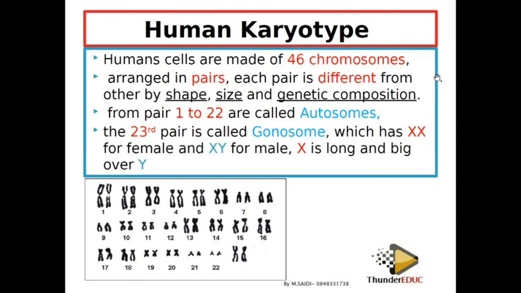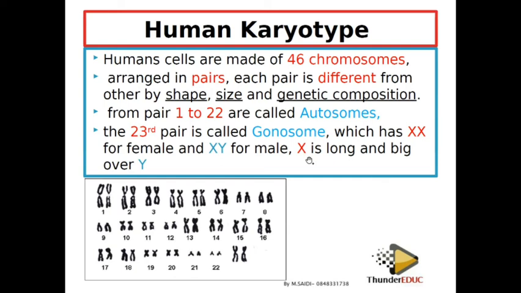Okay? The human karyotype. As we said, humans have got 46 chromosomes arranged in pairs. Each pair is different from each other by shape, size, and genetic composition. From pair 1 to 22, that is autosomes, then the 23rd pair, that is gonosomes. Okay? And then XX for female and XY for males.